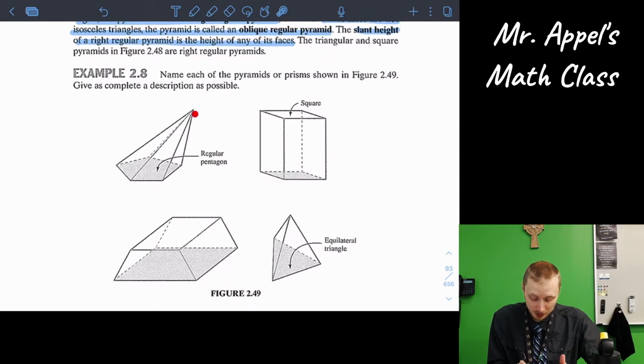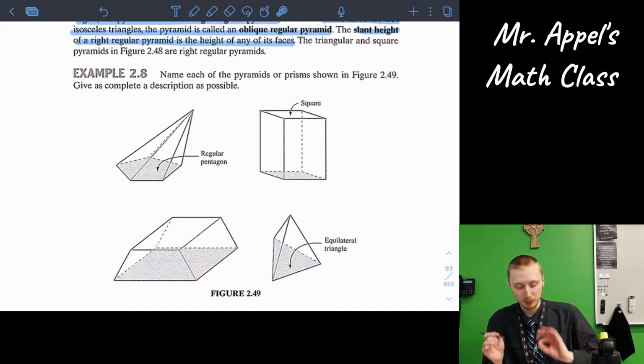Okay? It looks like this height, if I drop down, lands outside of the pentagon, so it is not a right pyramid. This triangle does not look isosceles, right? This front-facing triangle here. No more evidence that it is an oblique pentagonal pyramid. This has a square, and we would expect its opposite to also be a matching square. So this would be a square rectangular prism, a square right prism.